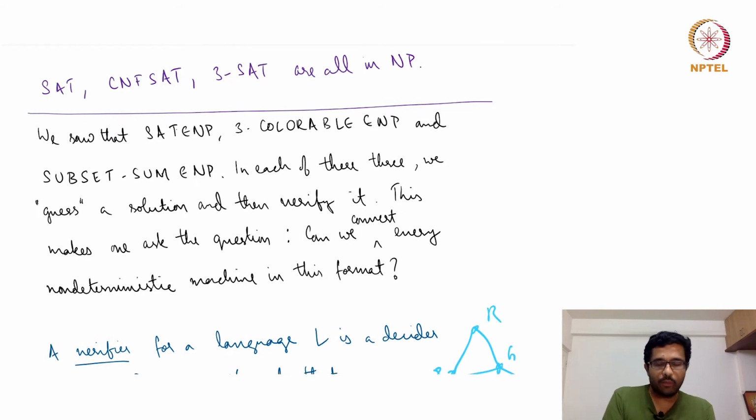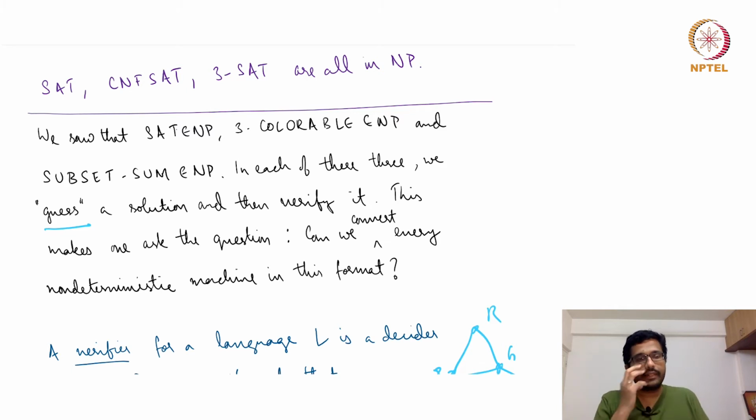One thing that you may want to observe here is that we saw 3 colorable, we saw satisfiability, we saw subset sum. In each of these cases, we non-deterministically choose a solution and then verify that this solution is a valid solution, right? So there is an initial part which is non-deterministically choosing something, or one might say guessing something, and then followed by verifying whether this guess that we made is a valid solution.